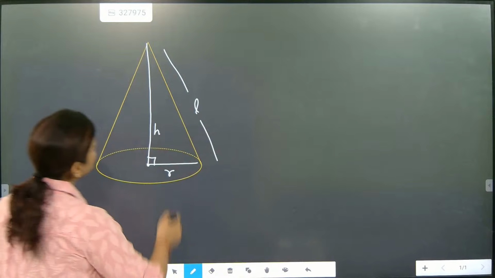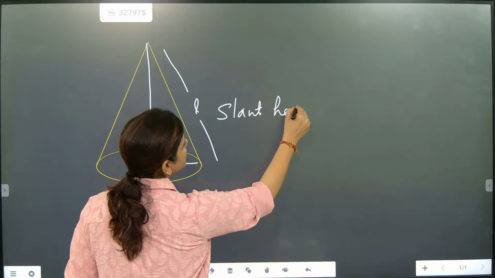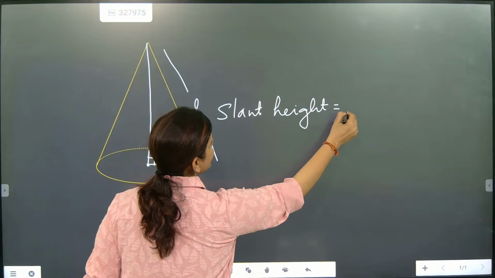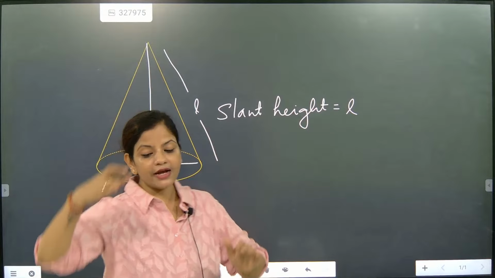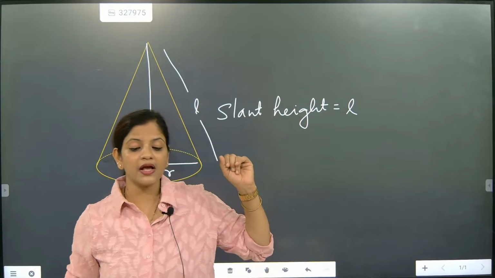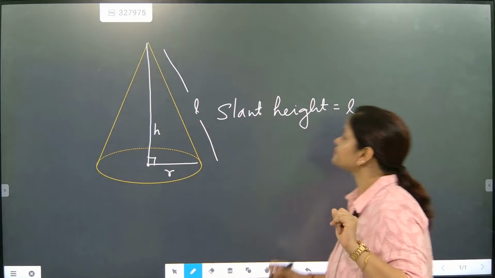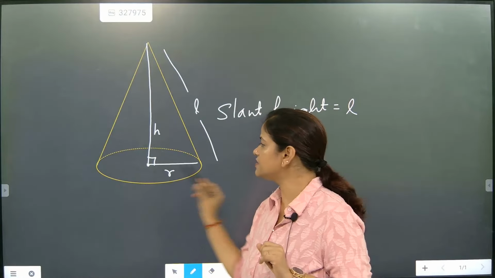So what we are going to write here is slant height. What is slant height here? Slant height is L, and slant height means the sloping height. Understood? Slant height is the sloping height. So slant height is L, h is the height, and this is the radius.